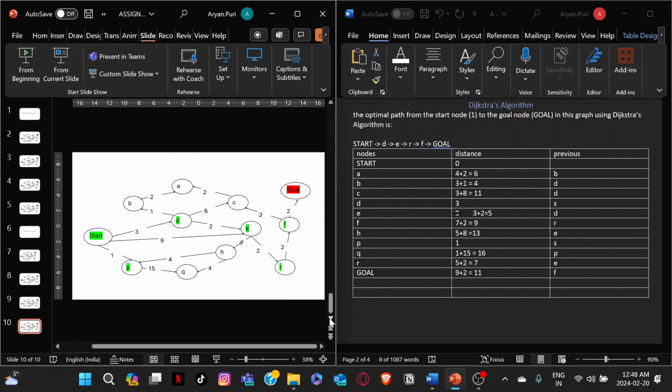Thus, seeing the E node, we look for the previous node, which is D. Lastly, the previous node of D node is start node. Now we are ready with the path. The path is start, D node, E node, R node, F node, and goal node.